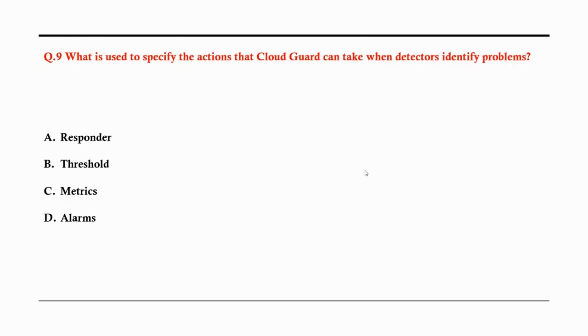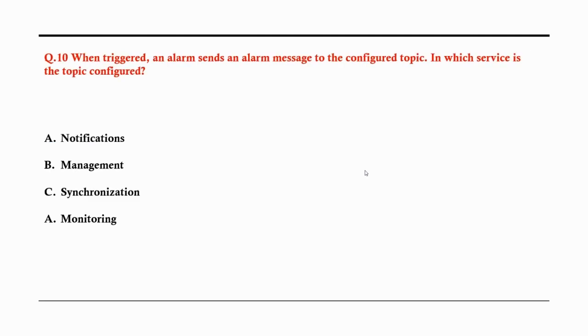Question 9. What is used to specify the action that Cloud Guard can take when a detector identifies a problem? To notify or to take action, they have a responder. You have to select answer A, responder.